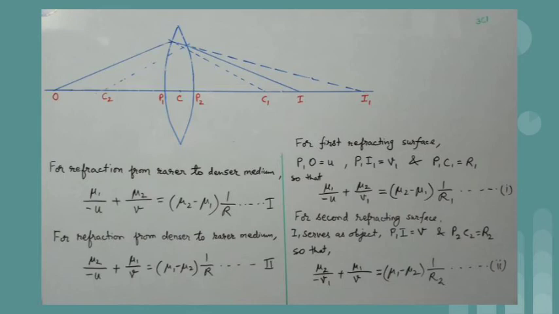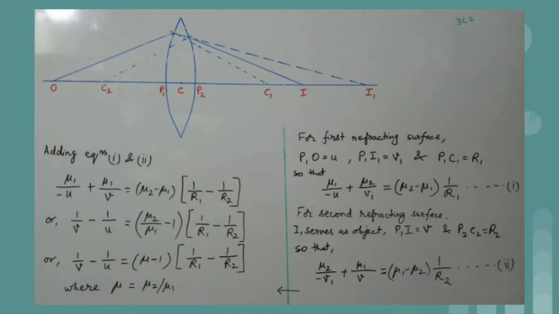Adding these two equations, we get mu1 by minus u plus mu1 by v is equal to (mu2 minus mu1) times (1 by r1 minus 1 by r2). Taking mu1 common and shifting to the other side, the relation becomes 1 by v minus 1 by u is equal to (mu2 by mu1 minus 1) times (1 by r1 minus 1 by r2), or 1 by v minus 1 by u is equal to (mu minus 1) times (1 by r1 minus 1 by r2), where mu is equal to mu2 by mu1.